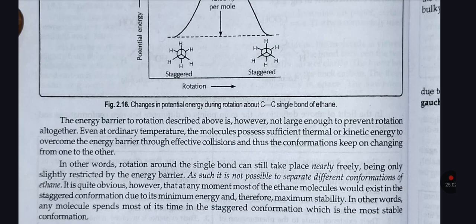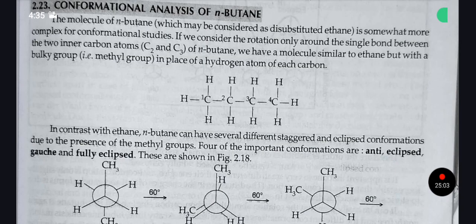Conformational analysis of n-butane. The molecule of n-butane, which may be considered as a disubstituted ethane, is somewhat more complex for conformational studies. If we consider the rotation only around the single bond between the two inner carbon atoms C2 and C3 of n-butane, we have a molecule similar to ethane but with a bulky group, that is a methyl group, in place of a hydrogen atom on each carbon.